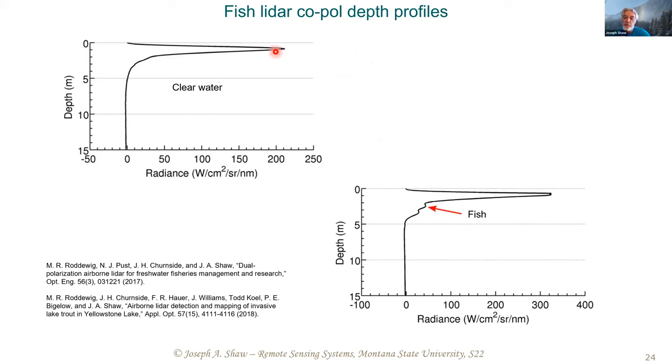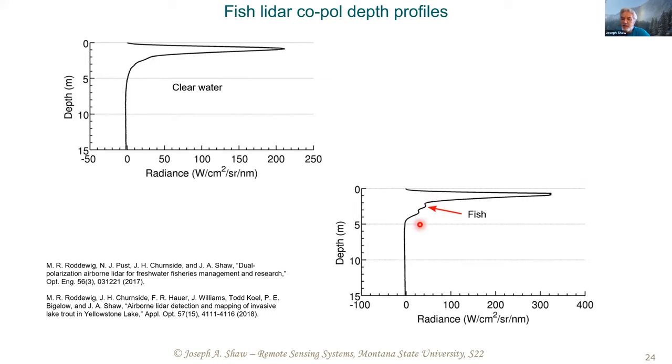We have an algorithm that detects where the surface is, and that algorithm wasn't working very well when we made these plots. So this peak should be at zero. That's the surface of the water. And then the signal decays rapidly, and then it becomes constant once you run out of photons. When you see fish or something in the water, you get wiggles on that.